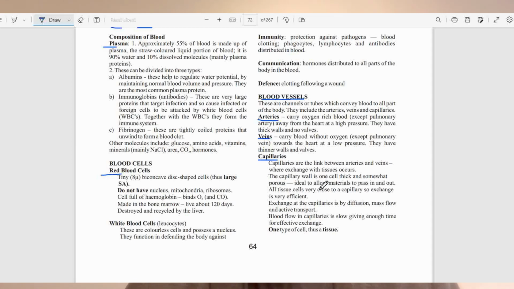That's where arteries and veins usually exchange materials in different tissues of the organisms. So blood flow in the capillary is slow, giving enough time for effective exchange of material between the artery and the vein in the tissue.